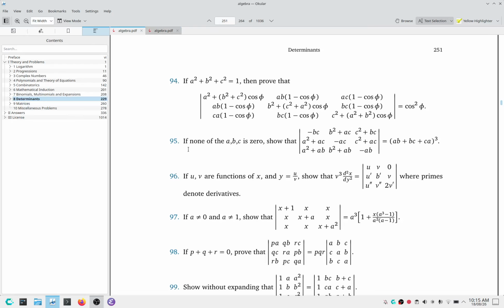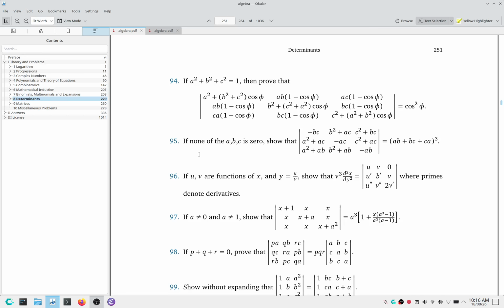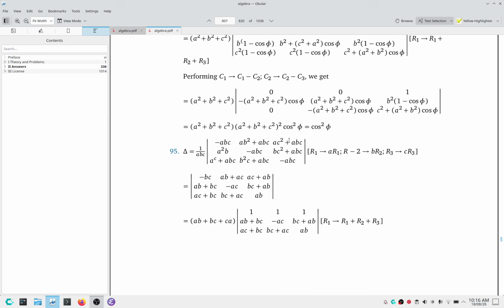Question 95 says that if none of a, b, c is 0, then show that the determinant with entries minus bc, b square plus ac, c square plus ac; a square plus ac, minus ac, c square plus ac; a square plus ab, b square plus ab, minus ab; is equal to (ab plus bc plus ca) whole cube. So what we do here is we divide on the outside by abc, and then we multiply row 1 with a, row 2 with b, and row 3 with c. So the operation is written here.